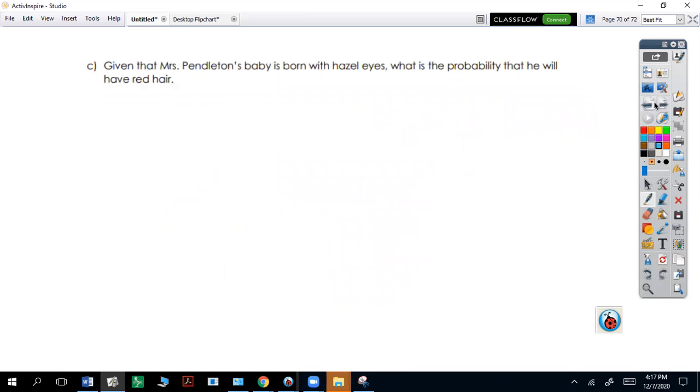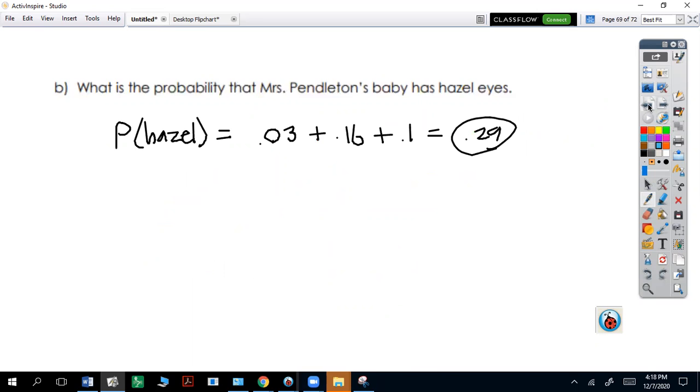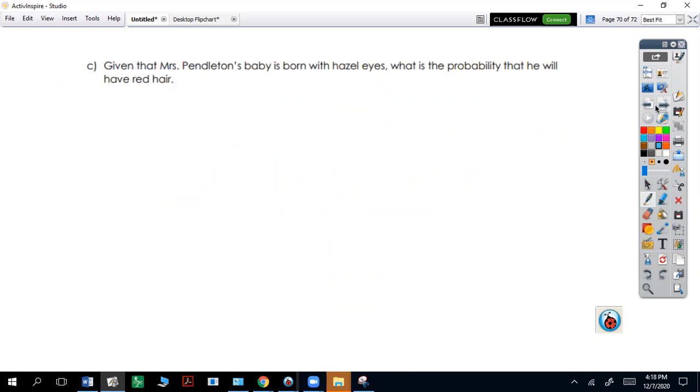Given that Mrs. Pendleton's baby is born with hazel eyes, what's the probability that he will have red hair? So given hazel, what's the probability he's going to have red hair? So try this one on your own.